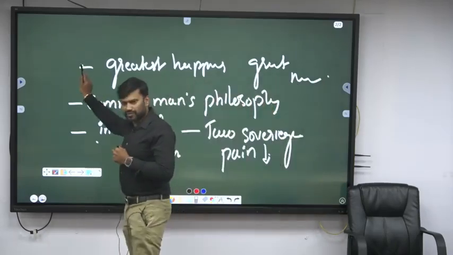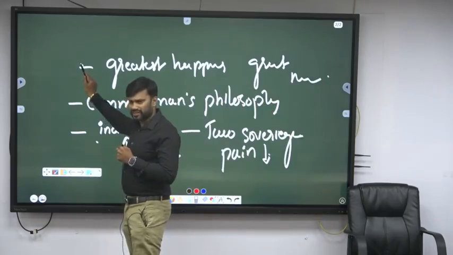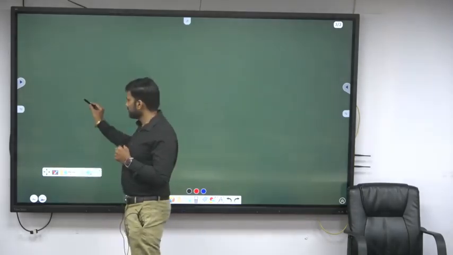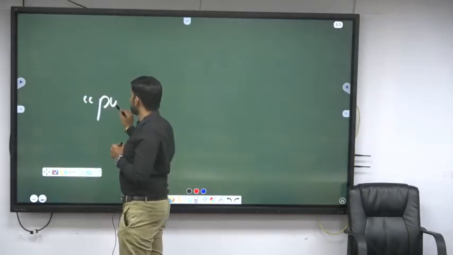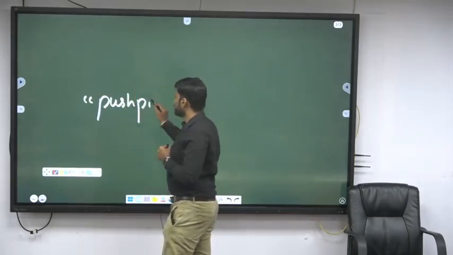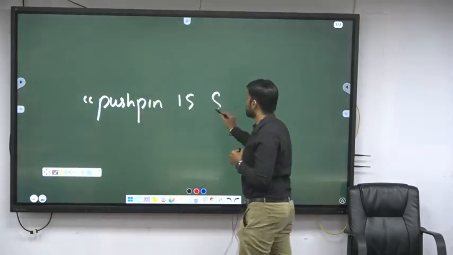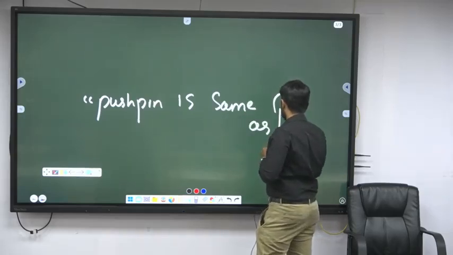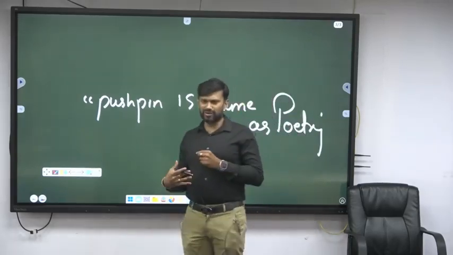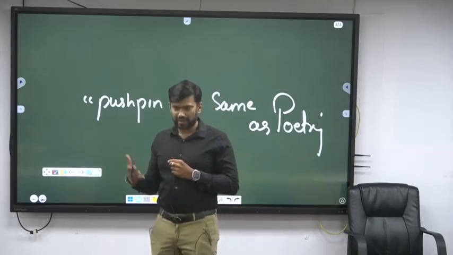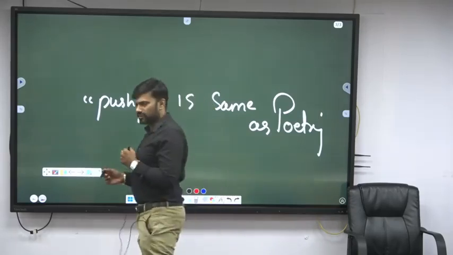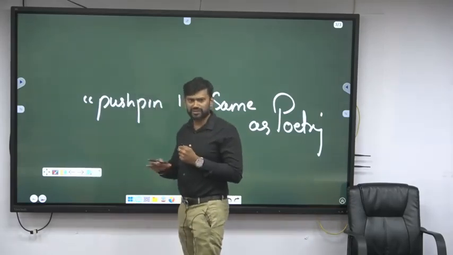That is what he said was utilitarian philosophy, and he told that pleasure and happiness are one and the same. So he described it by saying: pushpin is the same as poetry. Pushpin is a game which is played in Russia. He told that the pleasure you get by playing this game and the pleasure you get by reading poetry are one and the same. There is no qualitative difference in happiness or pleasure. Everything is one and the same.